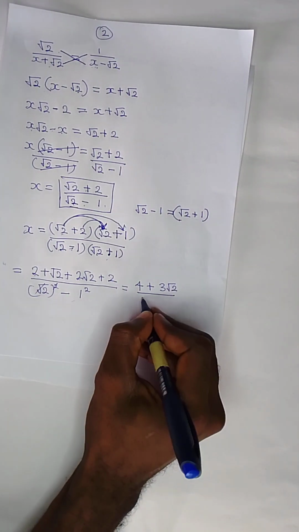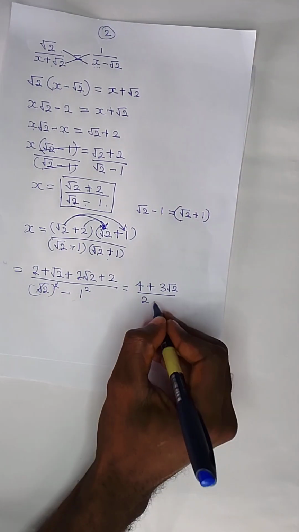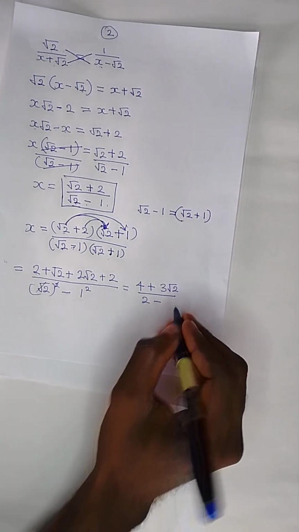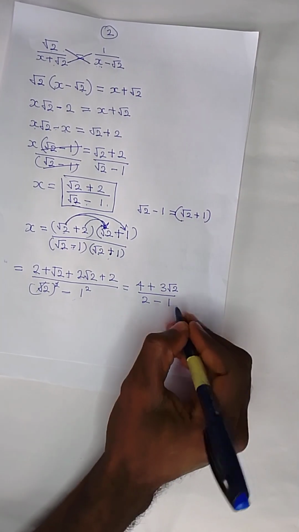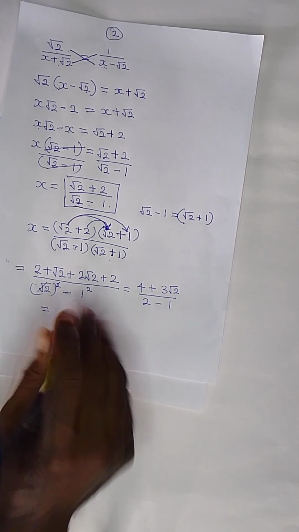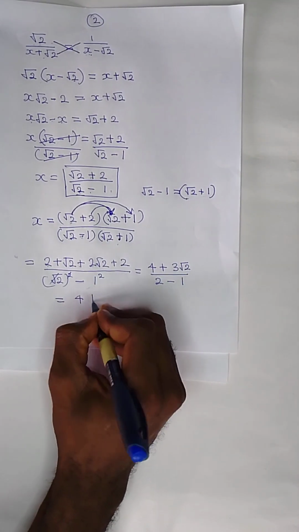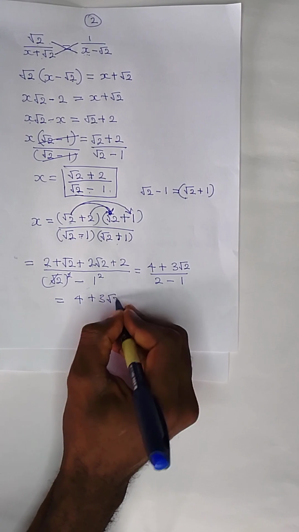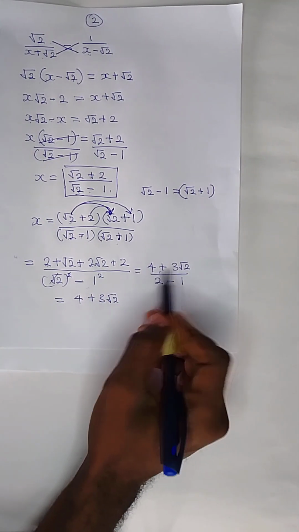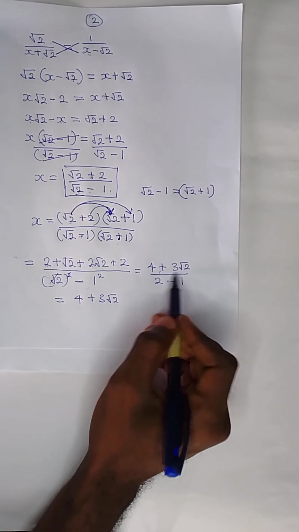Now, this square will cancel this square root. So that will give us 2 here, minus 1 raised to power 2 is 1 times 1, which is 1. So that will give us 4 plus 3 root 2. You cannot add these two numbers because they are not like terms.